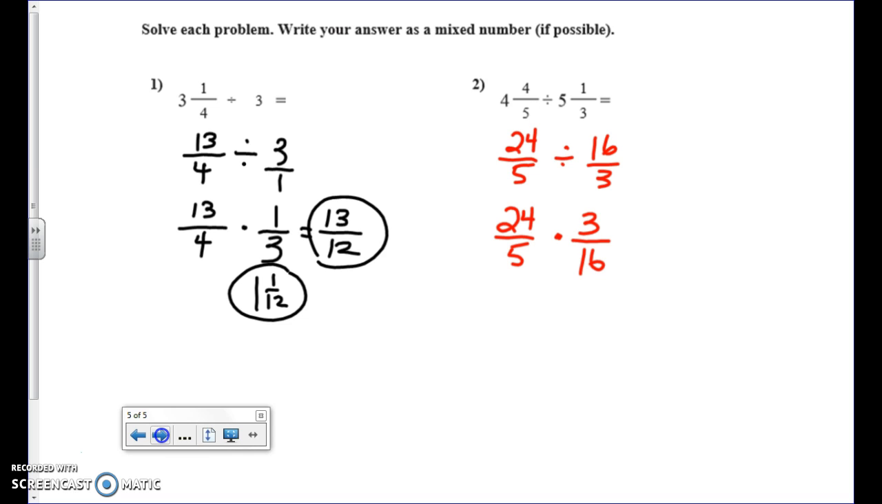24 and 5 don't reduce, neither do 3 and 16. However, I do know that 24 and 16, 8 goes into both of those numbers, into 24 3 times, and into 16 2 times. And of course 3 and 5 don't have anything that they share as a common factor, so 3 times 3 would be 9, and 5 times 2 would be 10, 9 tenths.